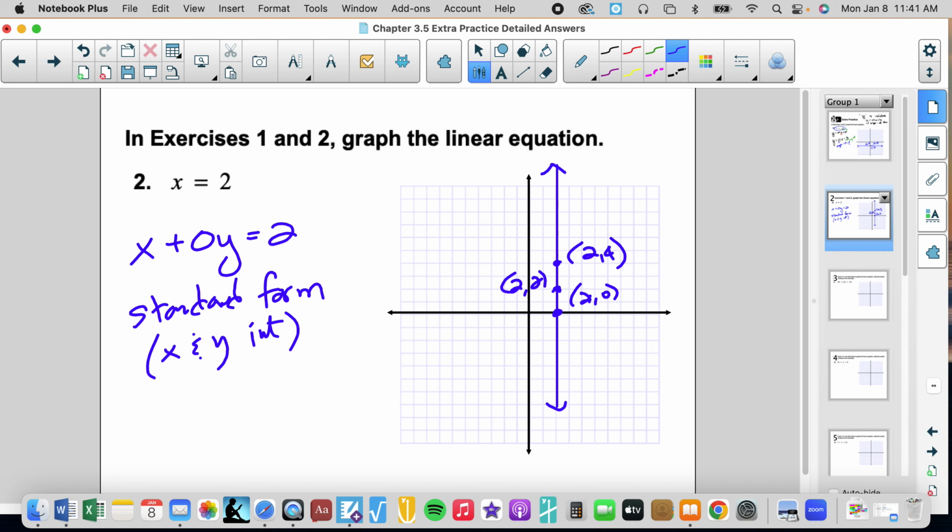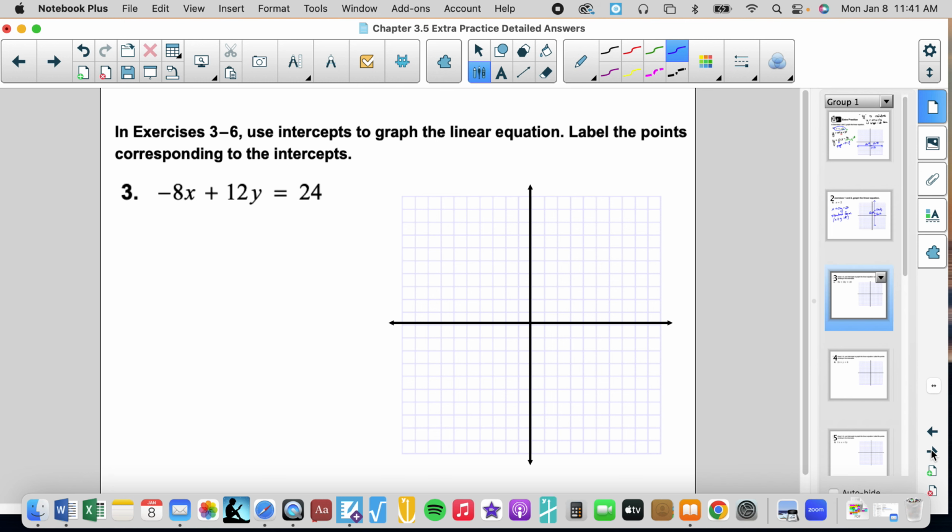If we plug in any y value, we're always going to get an output of x equals 2. So notice only one variable, when it's x, is going to be vertical.